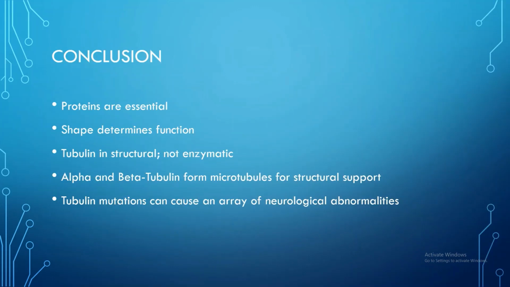In conclusion, proteins are essential. Their shape determines their function, and there are so many different types of shapes that they can take because there are 20 different amino acids. Tubulin is structural, it is not enzymatic. However, enzymes can affect the shape tubulin takes. Alpha and beta tubulin form the microtubules for structural support, and tubulin mutations can cause an array of neurological abnormalities.